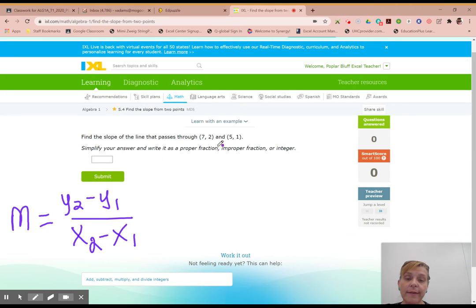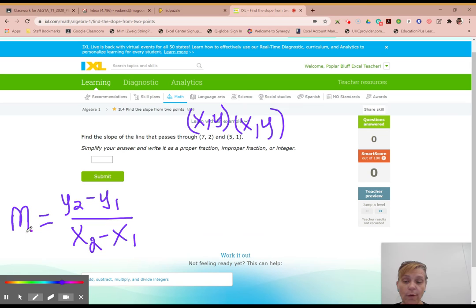They're 2 different y's. But if you go over to our points, all coordinate points are x comma y. So this first point, 7, 2, is really an x and a y. And this second point, 5, 1, is also an x and a y. So if you realize that 7 is the x and 5 is the x and 2 is the y and 1 is the y, we can plug that in. So basically the slope from 2 points is y minus y over x minus x. It doesn't matter which y you start with as long as you start with the same x from that point.